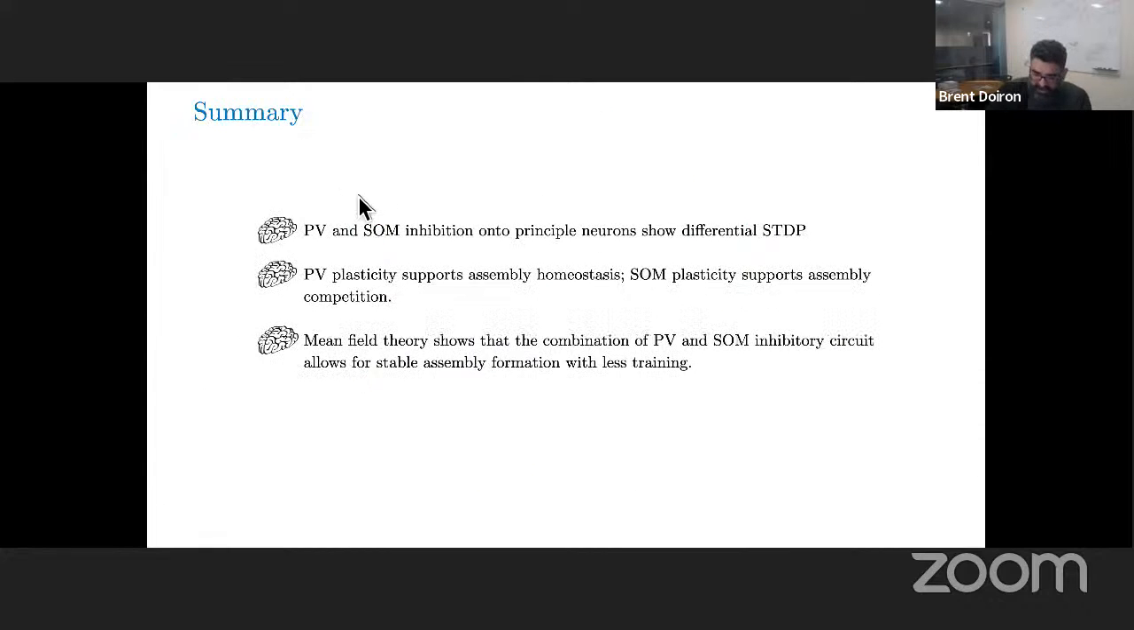So to summarize, what I've shown you here is data that shows there's differential STDP from PV cells and SOM cells onto principal neurons. This is in orbitofrontal cortex. The PV plasticity supports homeostasis. The SOM cell plasticity supports assembly competition. And a mean field theory shows that when you combine these two things together, it's much easier to get stable assembly formation with less training.